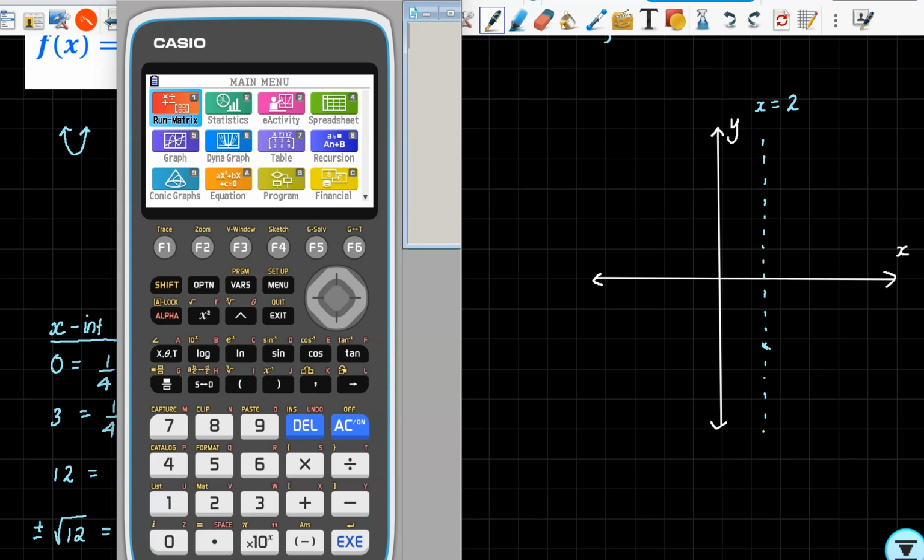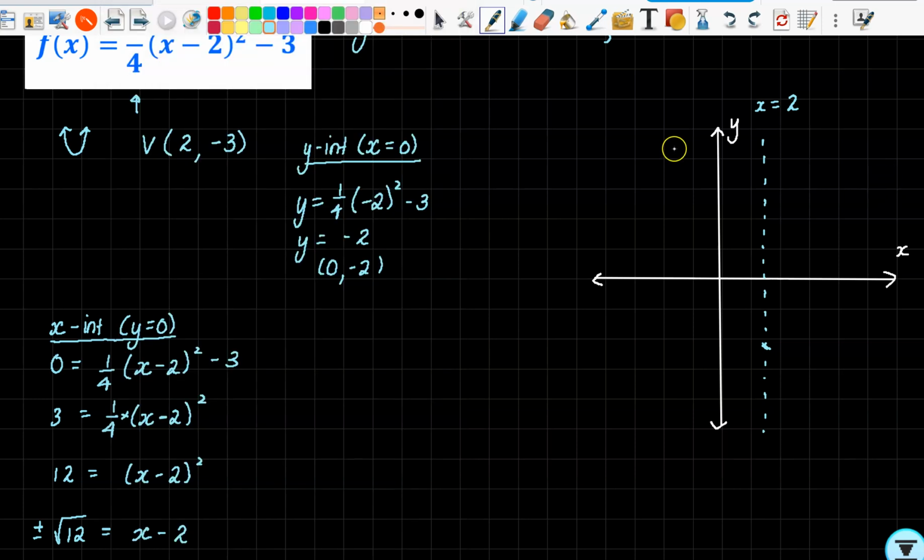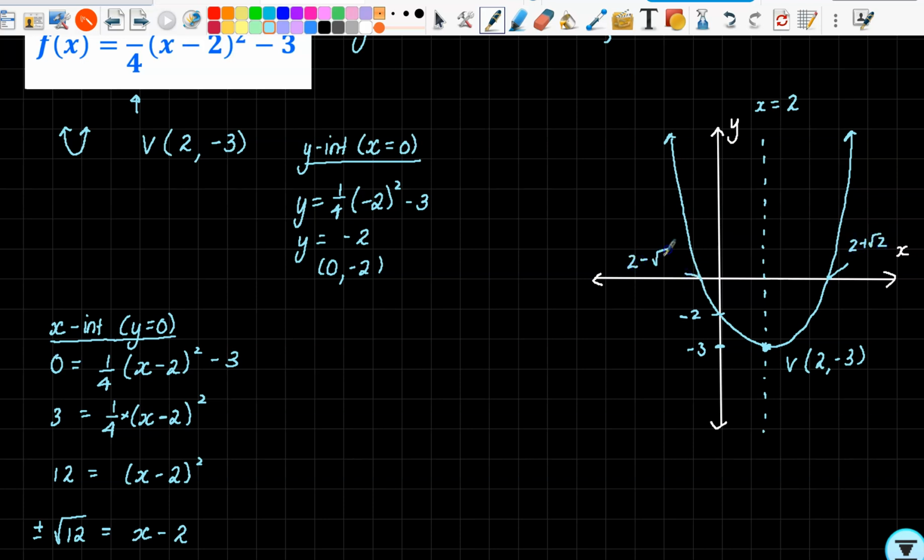So imagine if you didn't have the graphics calculator, you can just do what we talked about, right? That it would have to be looking like this. Because that is minus 3, and then we know that our y-intercept is minus 2, so we can just label all of this. So this one would be 2 plus root 12, and this will be 2 take root 12, and everything else is done. But let's just confirm that.